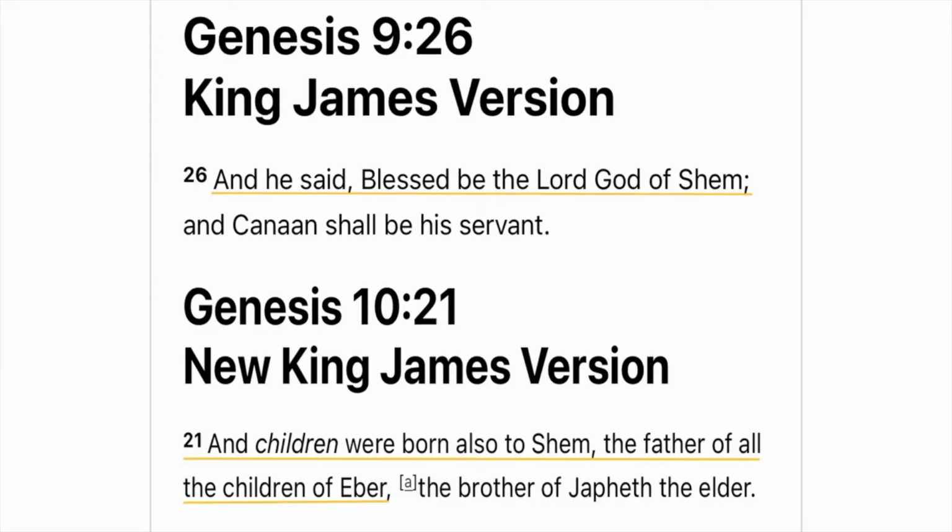Genesis chapter 9, verse 26: "And he said, Blessed be the Lord God of Shem." In Genesis chapter 10, verse 21: "And the children were born also to Shem, the father of all the children of Eber." As you can see, it skips Arphaxad and Shelah, and it goes straight to Eber. It's very interesting.